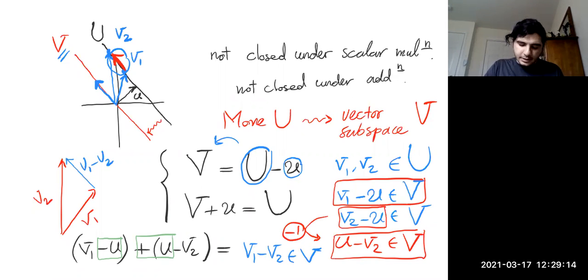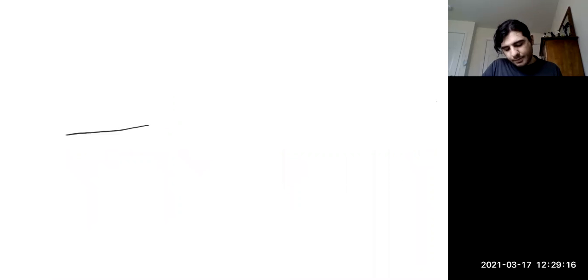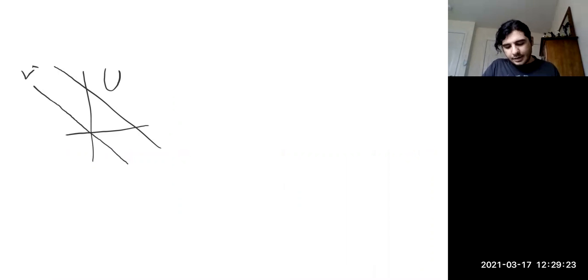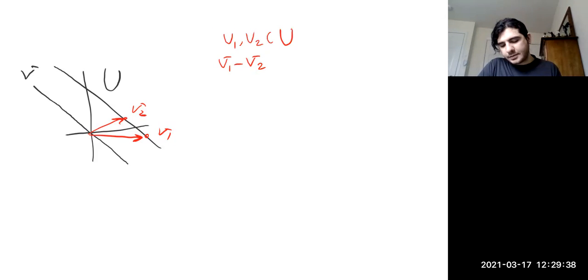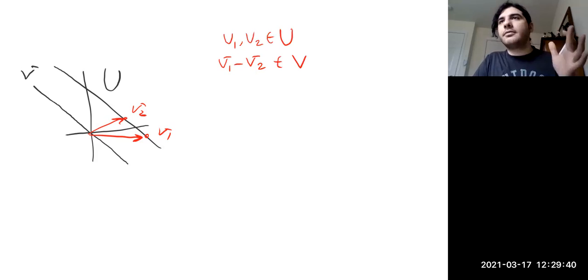And this is an important thing. Whenever we have an affine space, we can move it to a vector space. And the point is that for any two elements in our affine space, their difference is in that vector space. So V1 minus V2, if V1 and V2 are in U, is always in that parallel vector space.